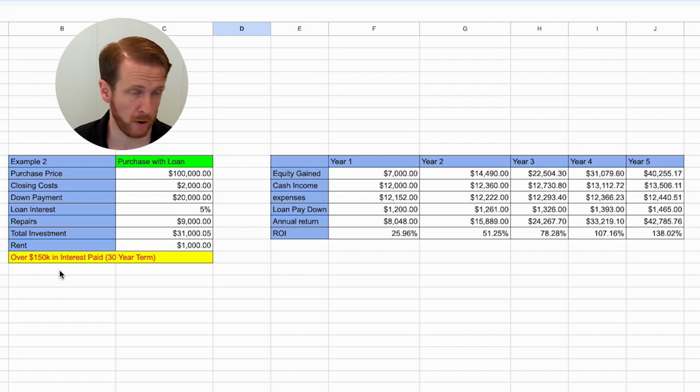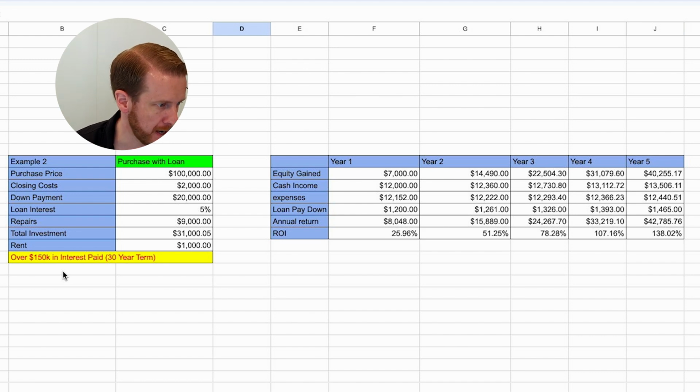I'm gonna pay the bank over a 30-year term over $150,000 in interest payments on this house. And I know you're probably thinking, that's a ton of money. Why give the bank all that money? There's an answer to that. Let's dive into the numbers, okay?